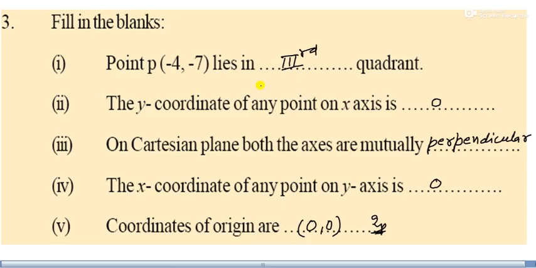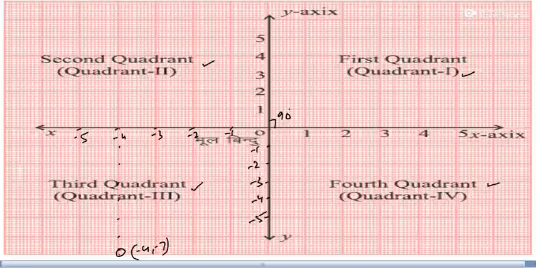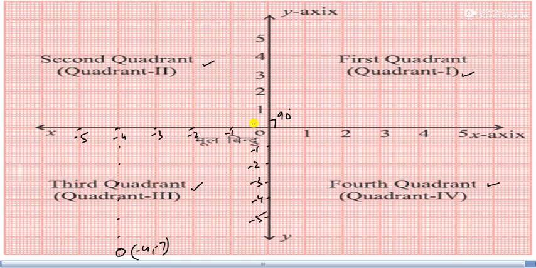Now come to this one: the x coordinate of any point on the y axis. You can see, on the y axis there is no x coordinate, so the x coordinate is 0. So in this fill in the blanks, there is 0. Now the coordinate of origin, you have seen, is always (0, 0). So you can say it is 0, 0, and it is the origin.